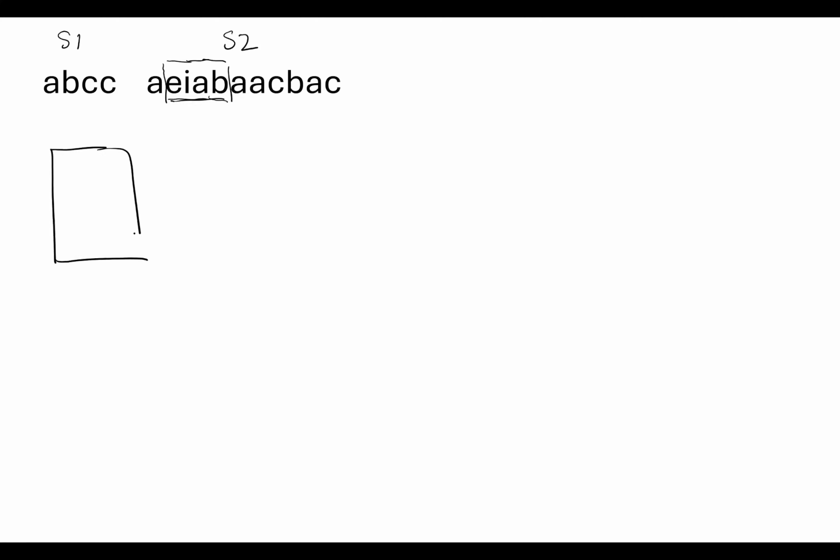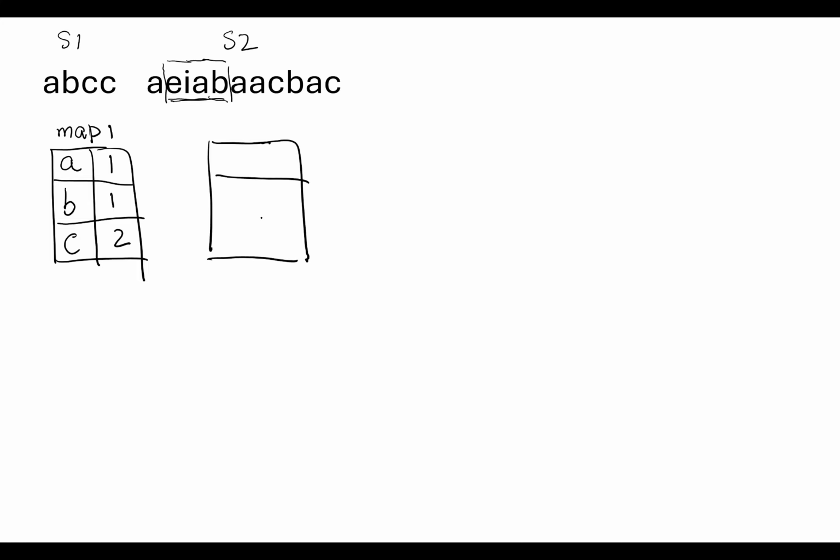For that, we need a map. We'll populate this map initially with the frequencies of string S1. You see, we have A one time, B one time, C two times. And so we call it map 1. Then we are going to have another map to record the frequencies of the characters inside the current window.